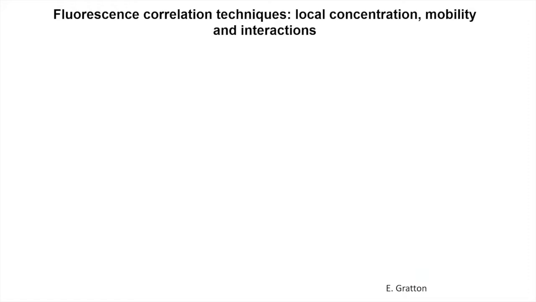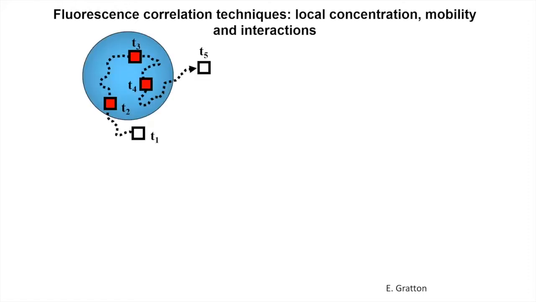Another set of techniques that are less commonly known, but in my opinion extremely powerful, are these correlation-based techniques. This is like fluorescence correlation spectroscopy or image correlation spectroscopy, which comes in different flavors. One of them is fluorescence correlation spectroscopy, where you have your confocal beam parked somewhere in the cell, and let's say you're interested in measuring the local concentration of your fluorophore protein, the protein mobility and protein-protein interaction. So this is a powerful technique to do that.